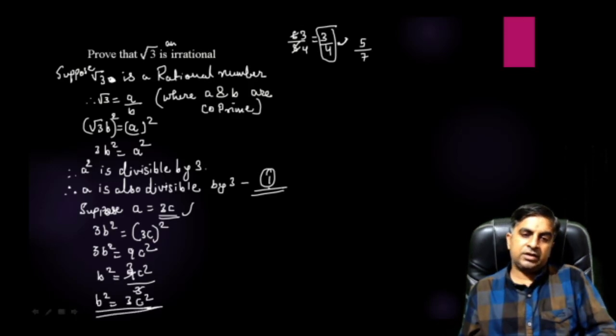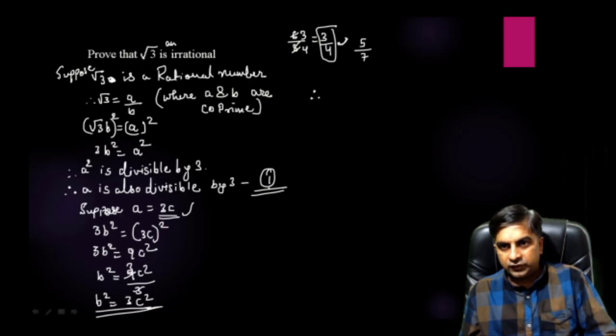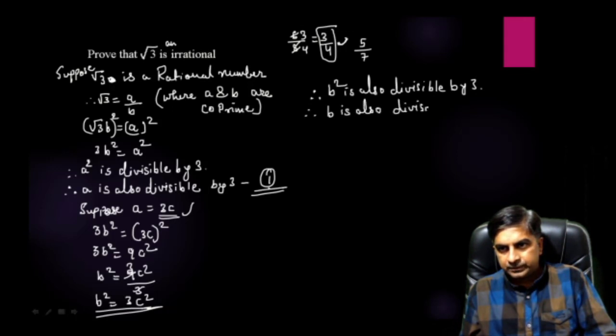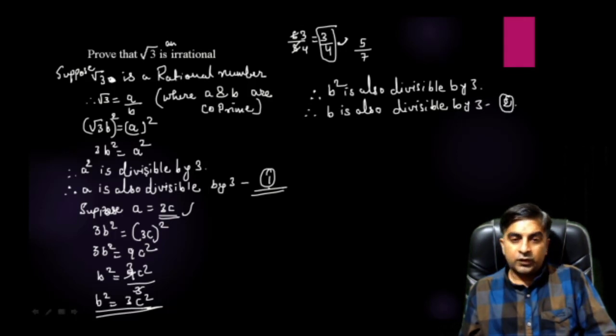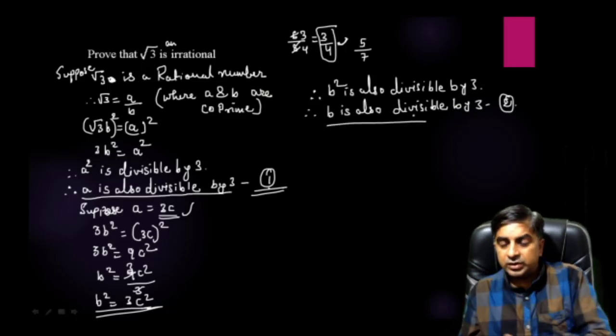Now here you can see, 3 is on the right hand side, and these two are equal. So somewhere inside this b also one 3 is there because both are equal. So you can write down therefore b square is also divisible by 3, and therefore b is also divisible by 3. Take this as result number 2. From 1 and 2, what did we get? a is divisible by 3, b is also divisible by 3.